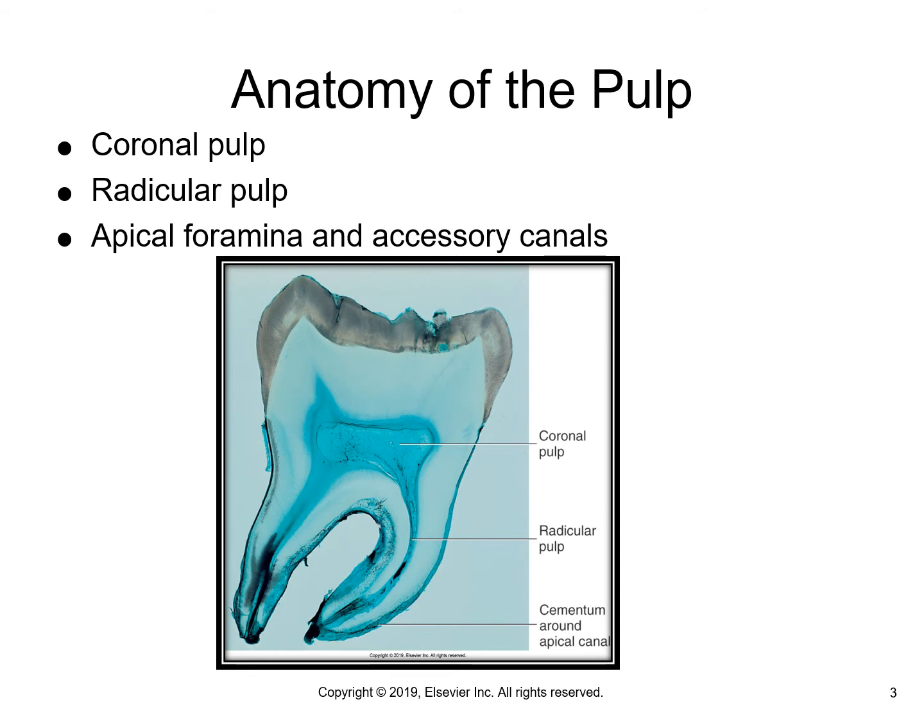The anatomy of the pulp is shown in this image. You can see the coronal pulp, which is in the crown under the dentin, and the radicular pulp. Radicular means root, so you can see the pulp chambers that run down through the root. And then the apical foramina and accessory canals. Those allow the tooth to communicate with the periodontal tissues like the periodontal ligament.